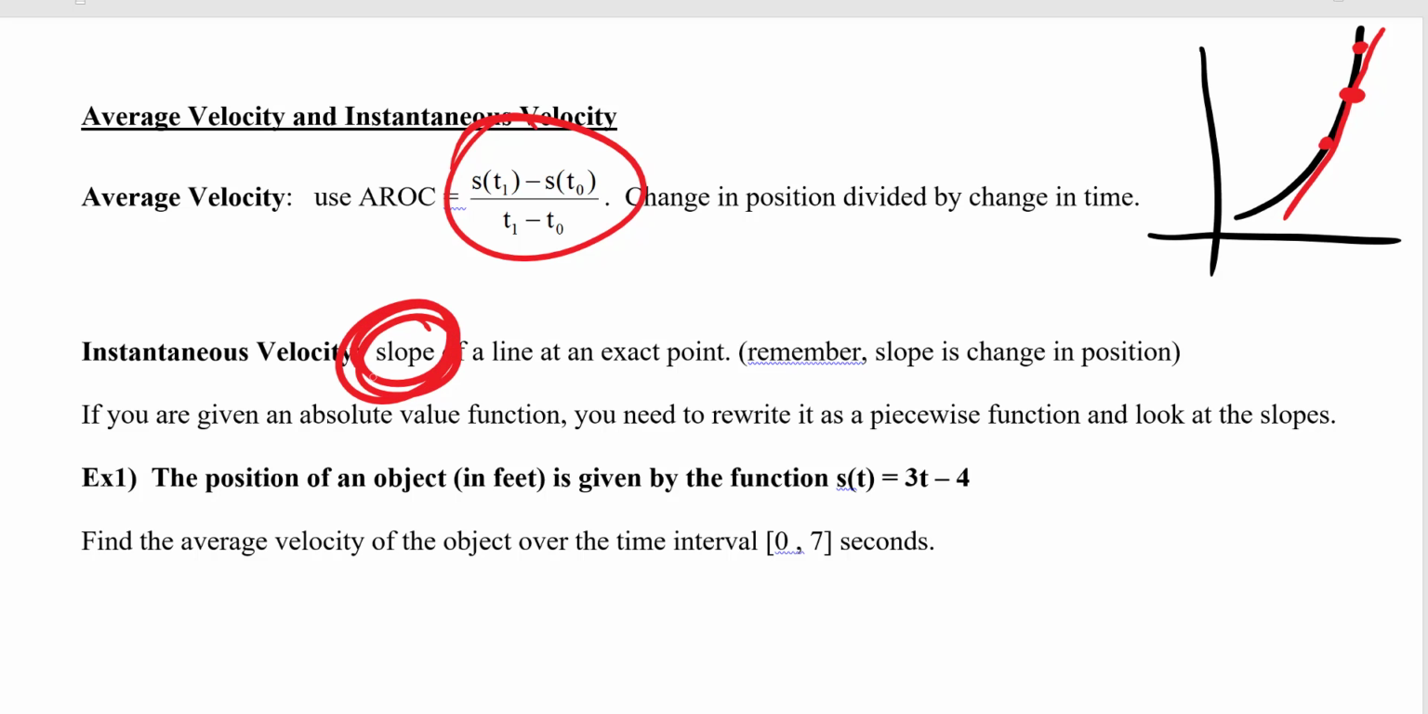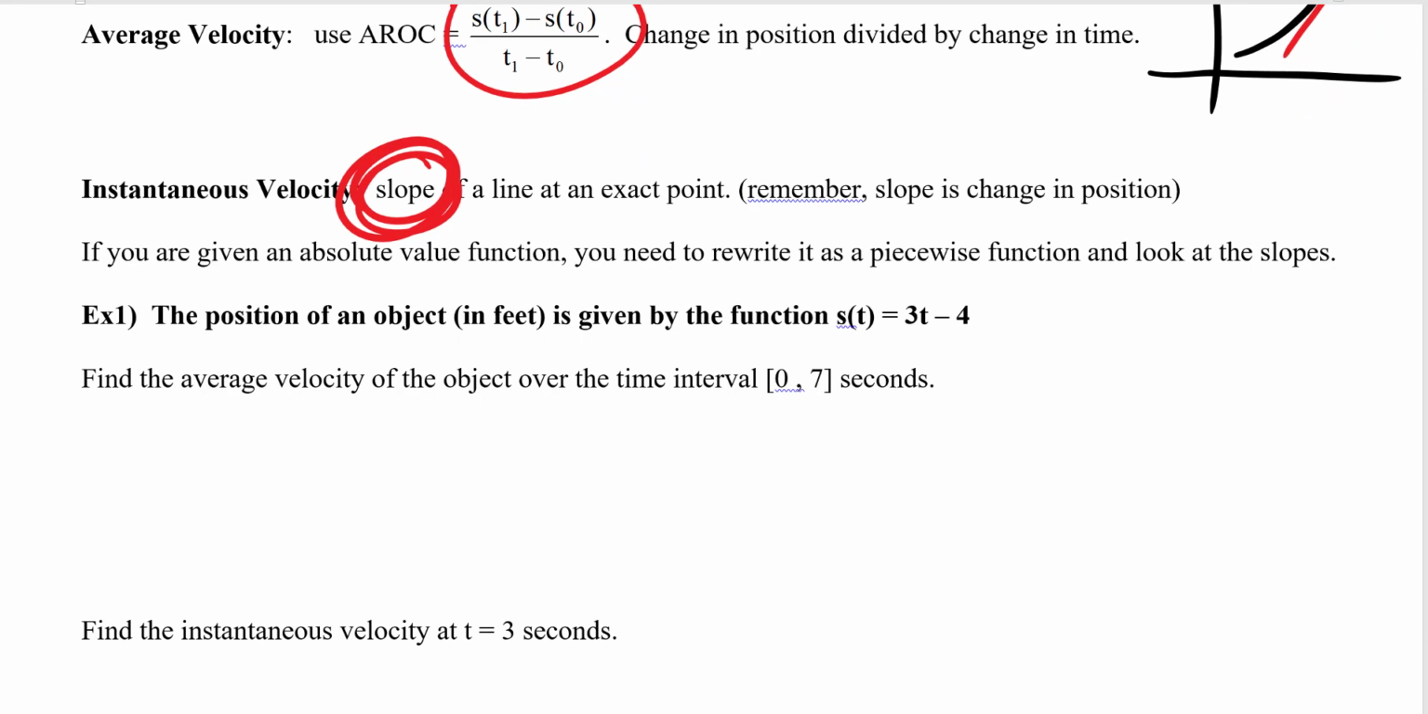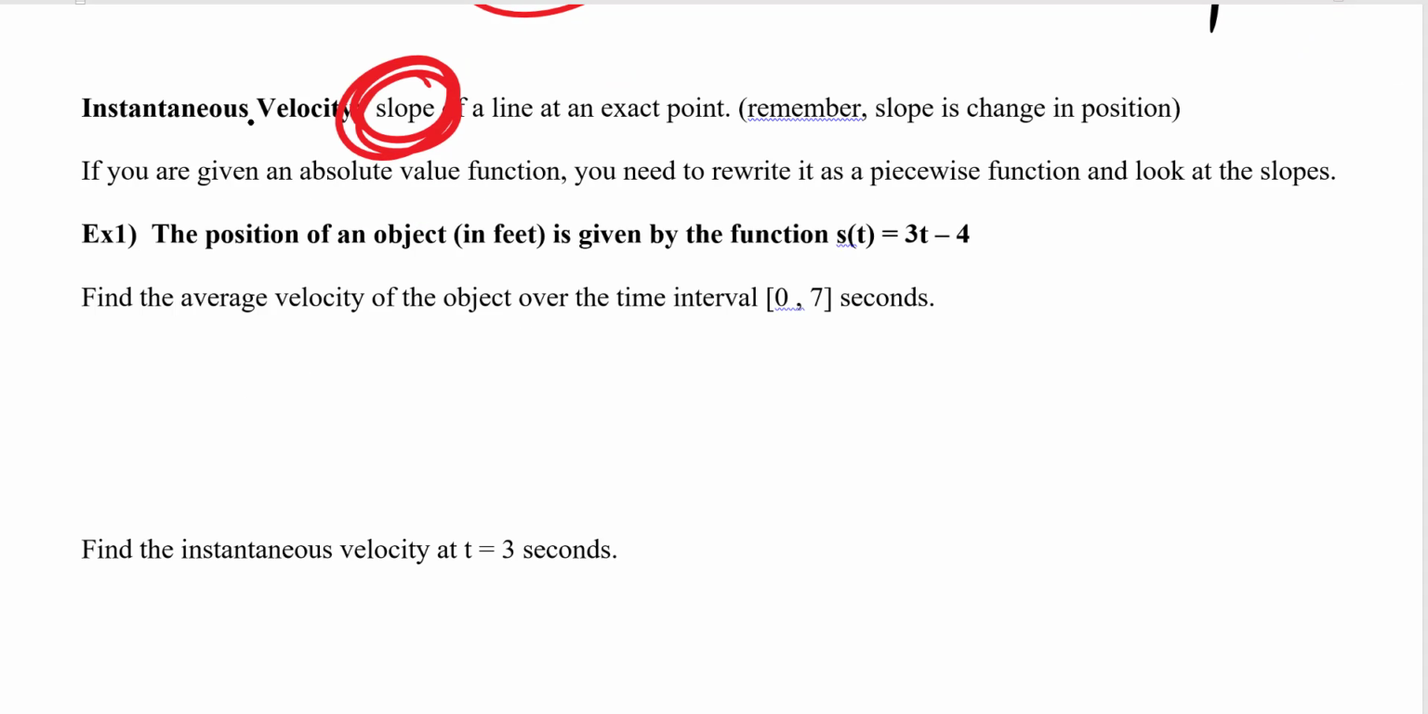Okay? Very, very simple. So let's actually get started with a problem here. It's quite simple. The position of an object in feet is given by the function s of t is equal to 3t minus 4. Find the average velocity of an object over time between 0 and 7 seconds.